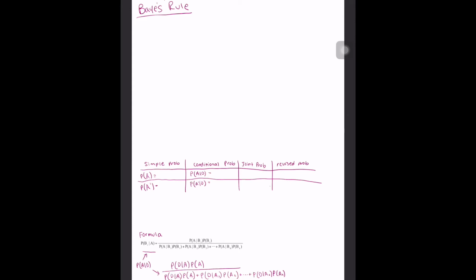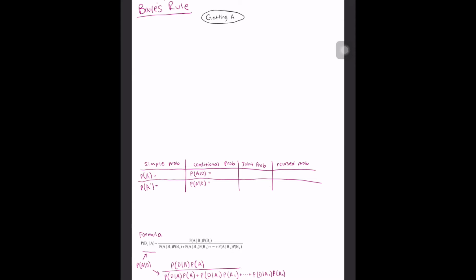So let's look at an example of Bayes' rule. Let's do it in the context of you getting an A in a class. Let's make this your event of interest: getting an A. So if I asked you, what's your probability of getting an A in a class?